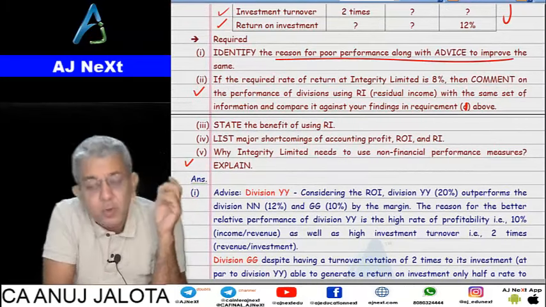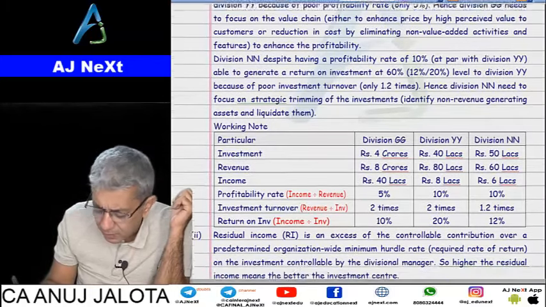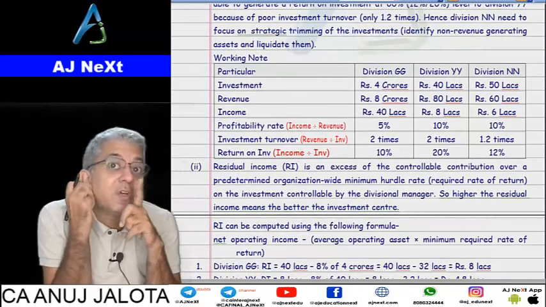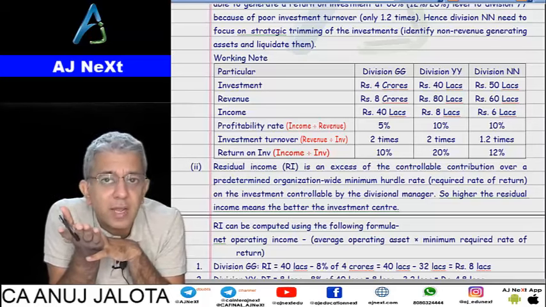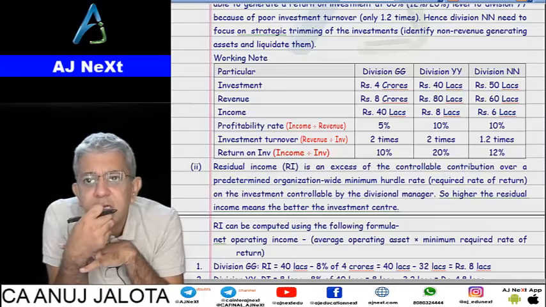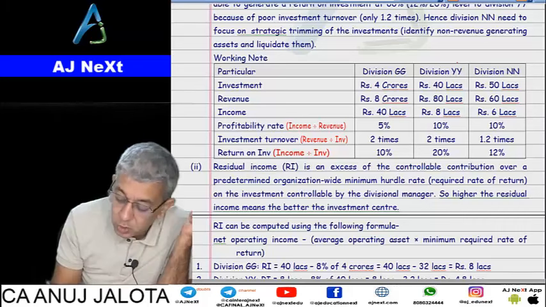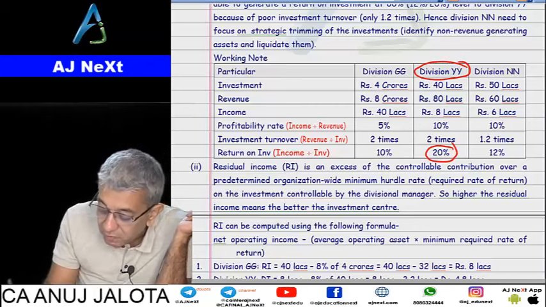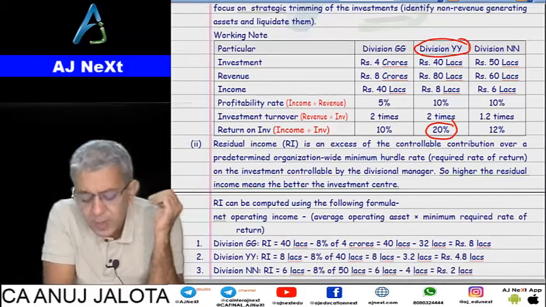Identify the reasons for poor performance. Now, poor performance. I don't think that every department is performing badly here. We'll start with this. Whenever we start, the most important thing is that currently the divisions are evaluated based upon what factor? They are evaluated based upon ROI. So which division has the best ROI? Division Y. Division Y is performing far better as compared to the other divisions. The ROI is 20%.